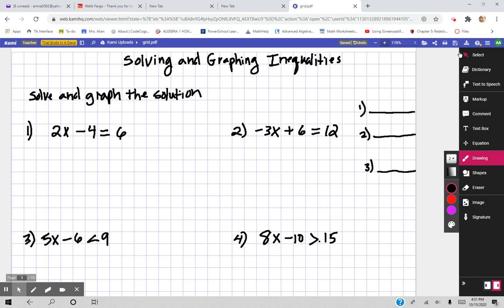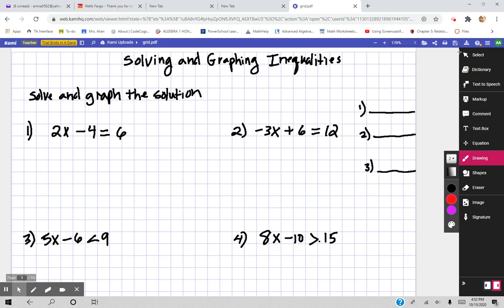Hi everyone. We're going to learn how to solve and graph inequalities in this lesson here. But we're going to start with solving and graphing equations. Okay, so let's look at the first two problems where we are just solving and graphing equations.